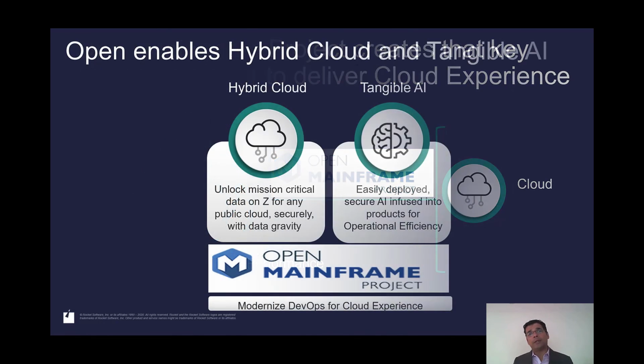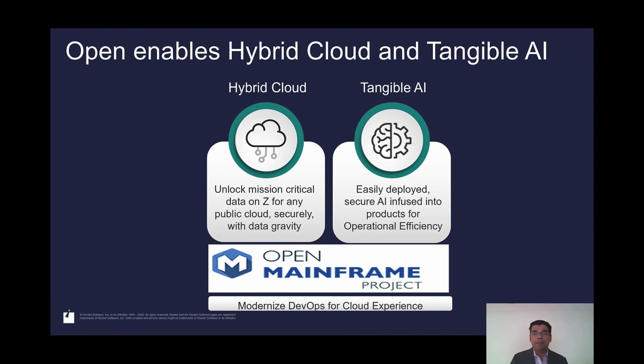So what does the roadmap look like? What I believe is, by having an open environment and all the tool chains available from the public cloud also on the mainframe now, the two dimensions of innovation it springs are hybrid cloud and what I call tangible AI. Let's talk about hybrid cloud here for a second.